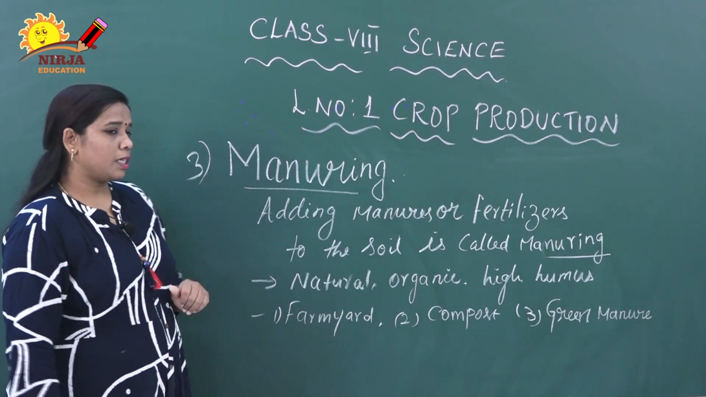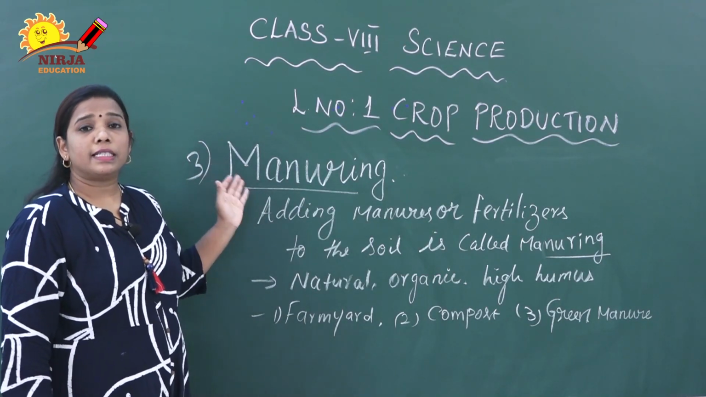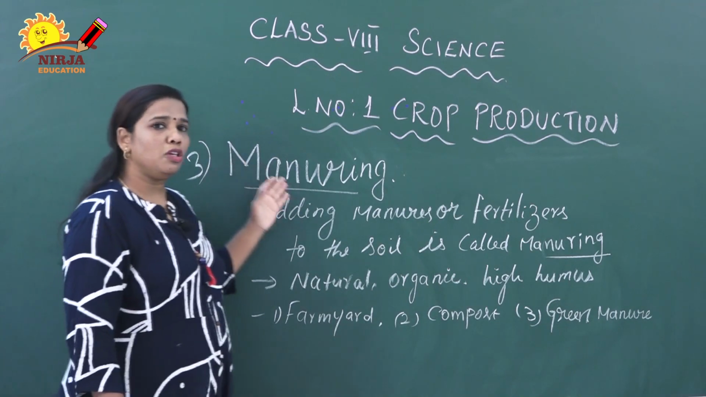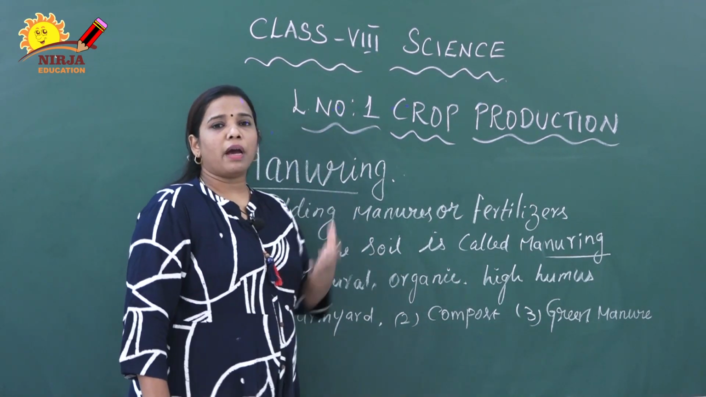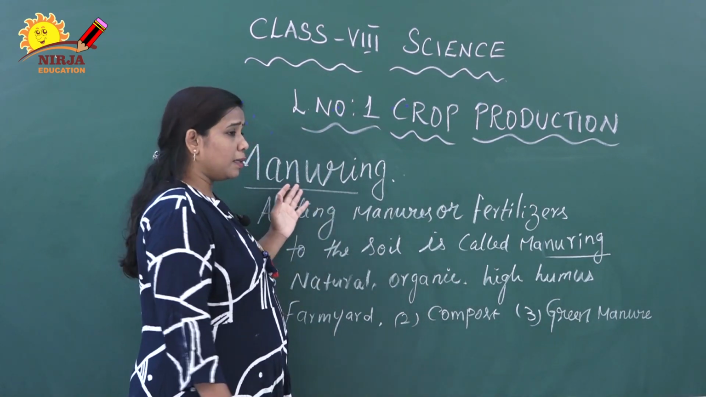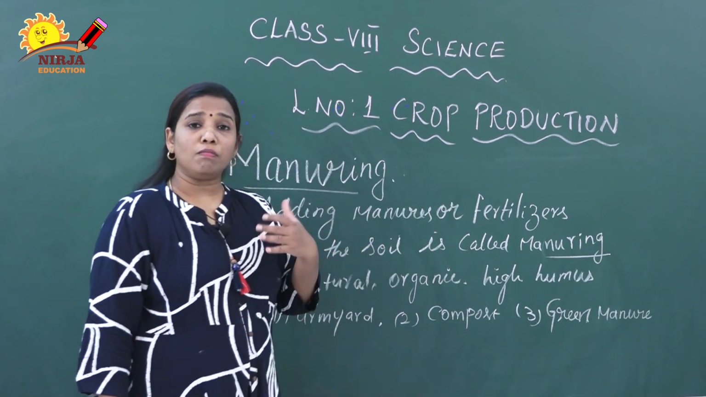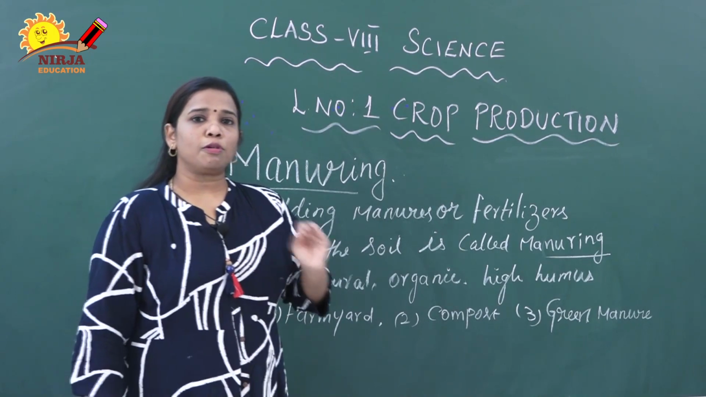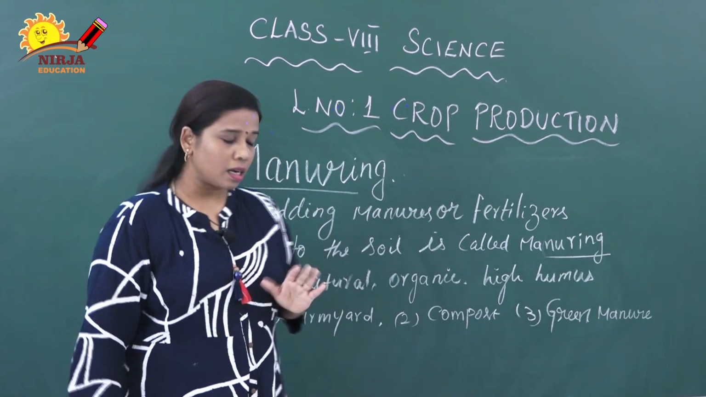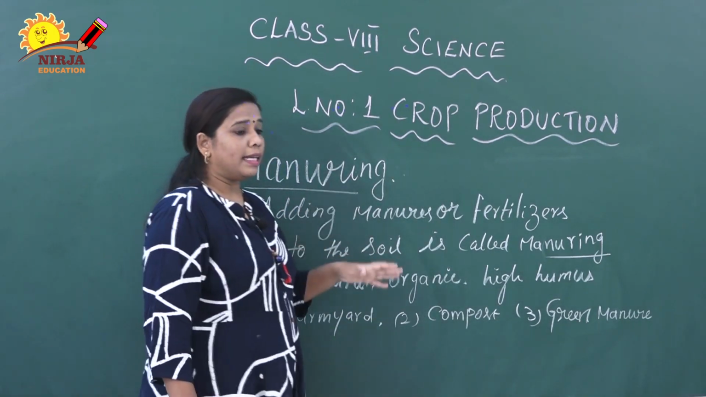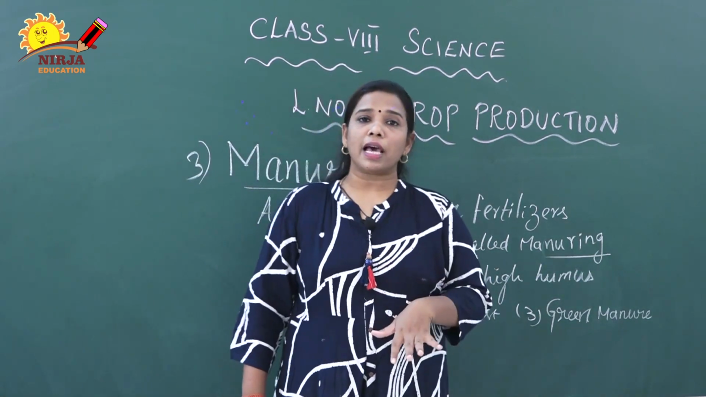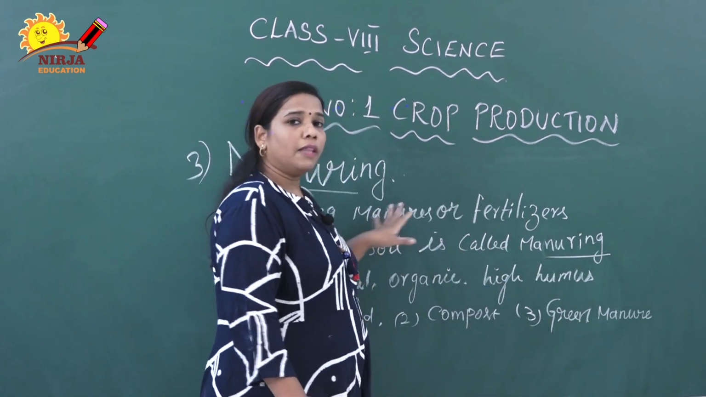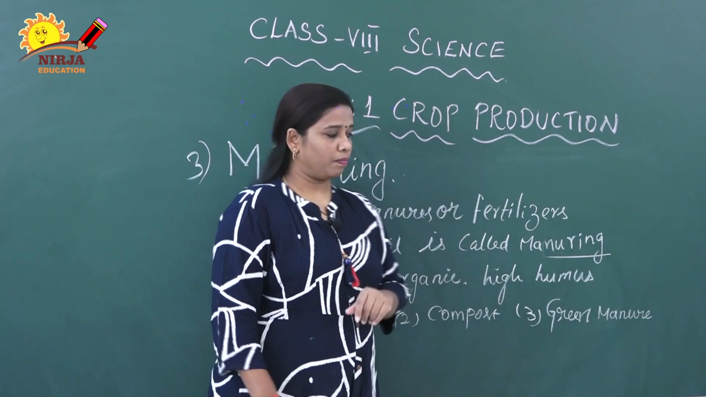Next we are going to discuss the third step of agricultural practice, that is called manuring. What is meant by manuring? Manuring is a process of adding manures or fertilizers to the soil. That process is called manuring. Clear? The process of adding manures or fertilizer to the soil is called manuring.